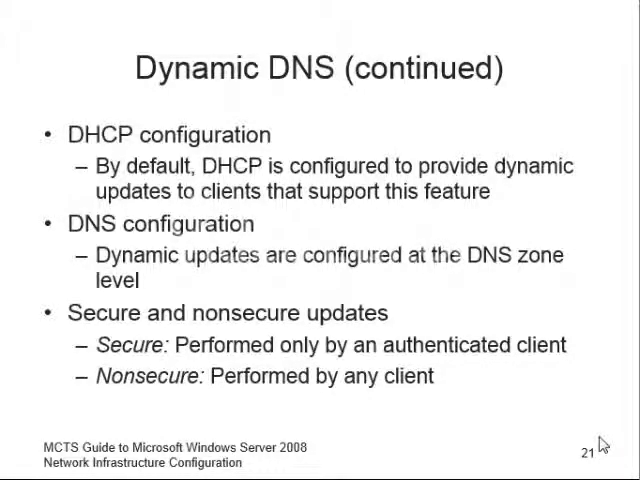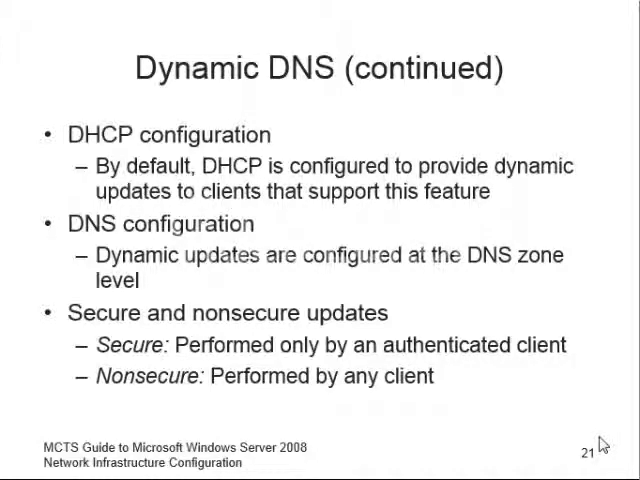There are two configurations that you have to keep in mind for the dynamic DNS, the DHCP configuration and the DNS configuration. By default, DHCP is configured to provide dynamic updates to clients that support this feature. Clients running older operating systems, such as Windows NT4, cannot update their records on their own, like we said before. They require the assistance of the DHCP server to act as a registrar for the records in DNS.